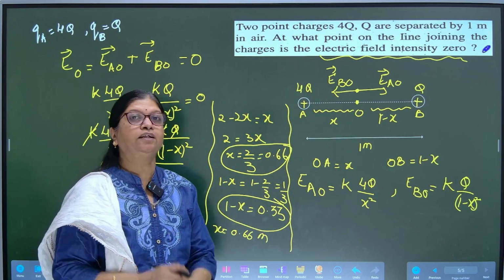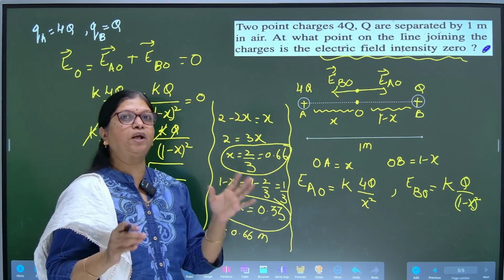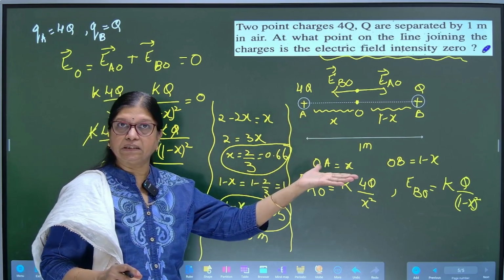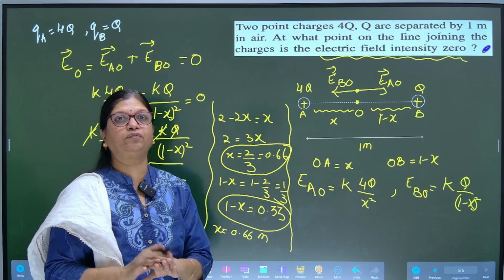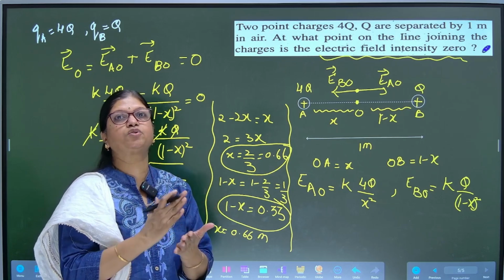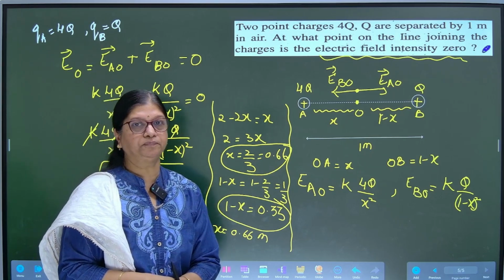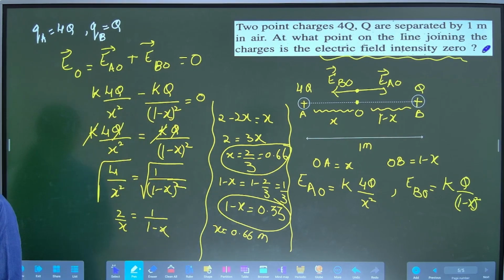Fine. Okay. So in this way, whether the polarities are the same or different, we can find out at which point the electric field intensity is 0. Fine. Okay. Take a screenshot. I'll just move.